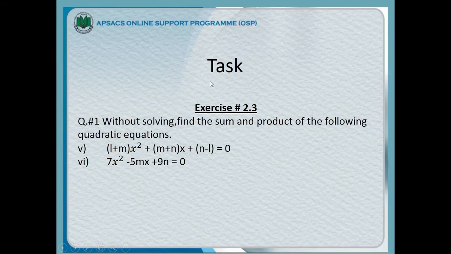So students, here is a task. Now you have to solve question number 1, part 4, parts 5 and 6 in the same way which I have explained to you.